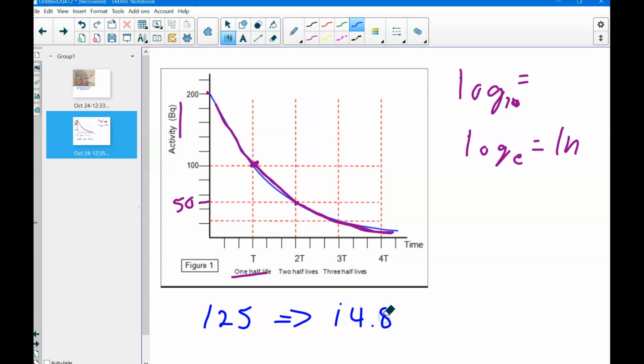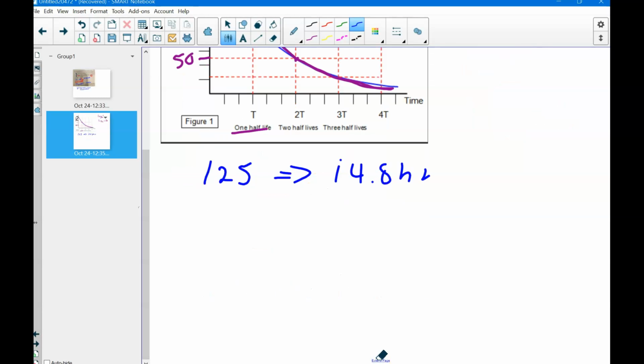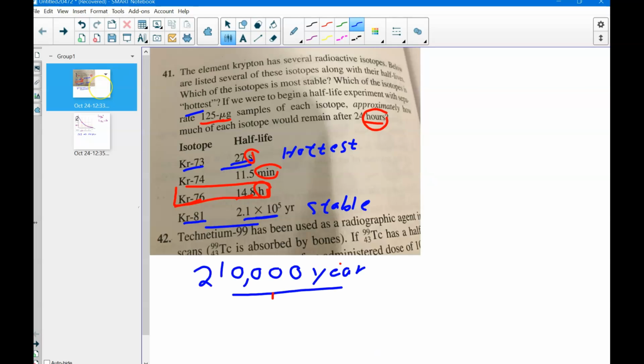14.8 hours. So the question is, how much is remaining in 24 hours? I think that's what it says. Double check. How much is that remaining after 24 hours?